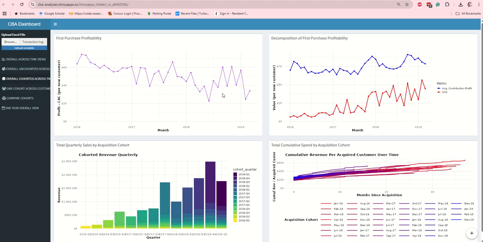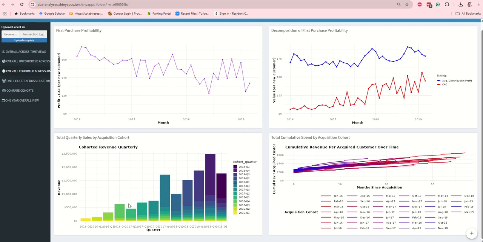This is first purchase profitability, which is the profit on the very first purchase minus CAC. This is how it decomposes into the profit on that first purchase and the CAC. Over here you can see the C3. This is cohorted revenue, and this is cumulative revenue per acquired customer over time.